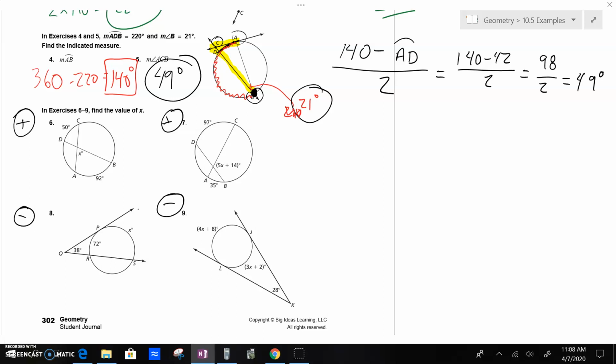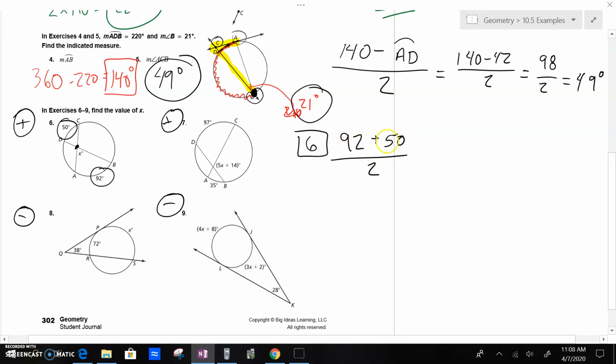The way you find an angle when you have the lines crossing on the inside is you add up the arcs that are associated with it. So this is number 6. I'm going to add those arcs up, 92 and 50, and I'm going to divide by 2. Well, 92 and 50, that's going to be 142. Divide that by 2, and that's 71 degrees. So x is 71, because I already put that little degree sign on there.